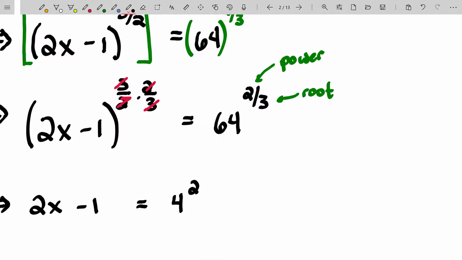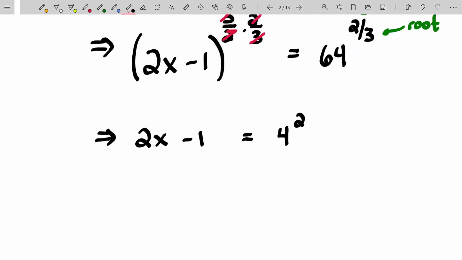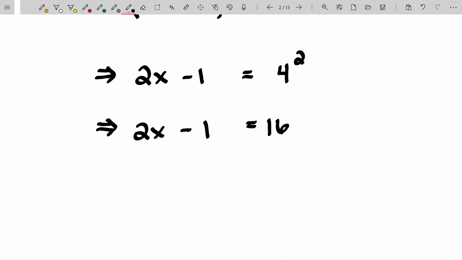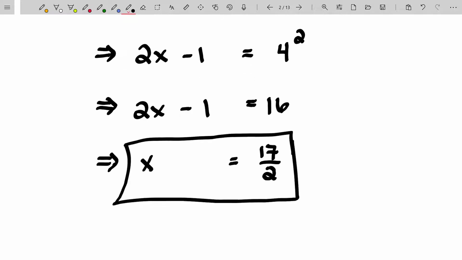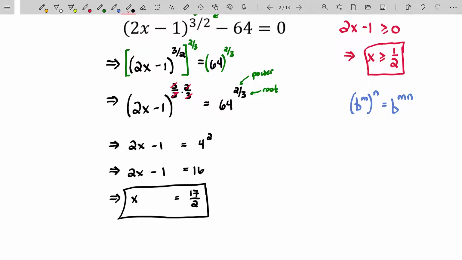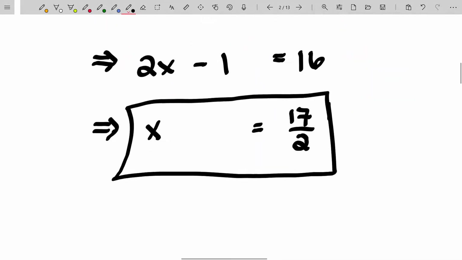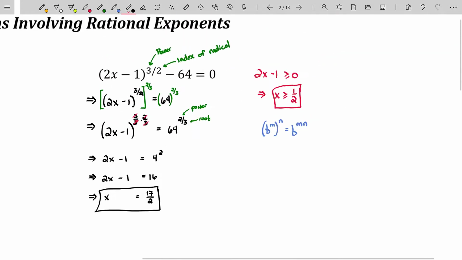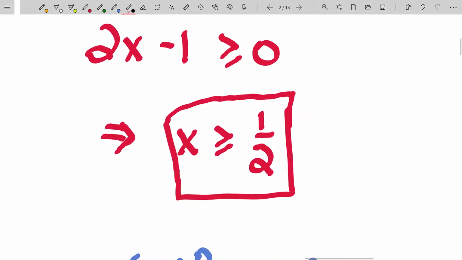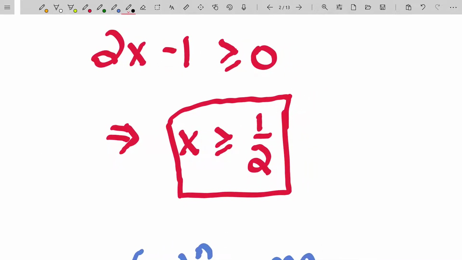Notice we still have the power remaining, so let's go ahead and clean that up. Now that we're to this point, it's just a simple linear equation. And I boxed that up. I should have held off a little bit. I want to mention here that we get this answer of 17/2, but I need to make sure that answer satisfies this condition right here. And it totally does. 17/2 is definitely greater than or equal to 1/2.